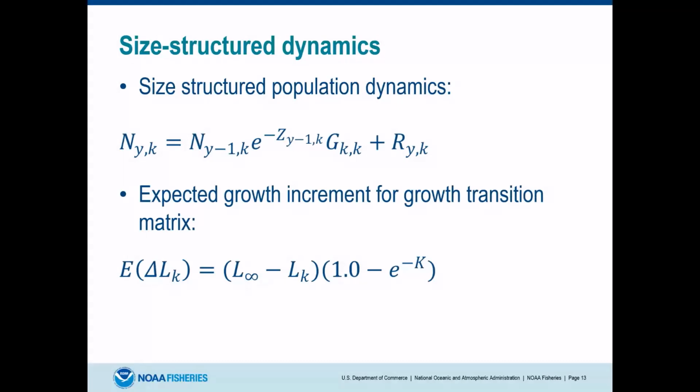The size-structured dynamics are based on an equation that is quite similar to age-structured dynamics, with the notable difference being this growth transition matrix term G sub K, comma K. So abundance at size for each year was calculated as a function of abundance at size that survived total mortality and then grew using this growth transition matrix and added new fish to the population during the previous year.